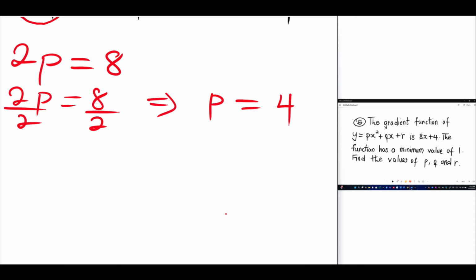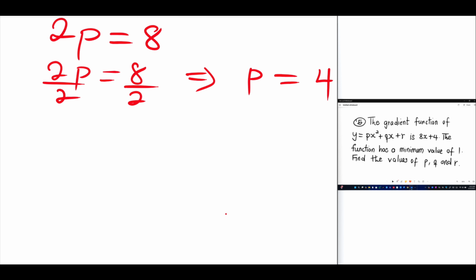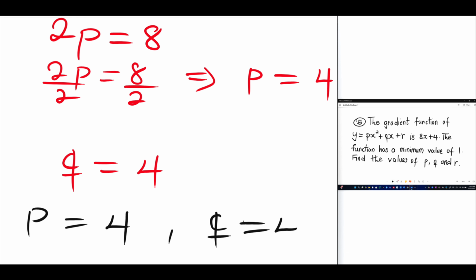Then we take the other one too, the constant term, and see what we get. Here the constant term is q, and on the other side we have a constant, which is 4. So we conclude that q is equal to 4. So we have p equal to 4 and q also equal to 4.